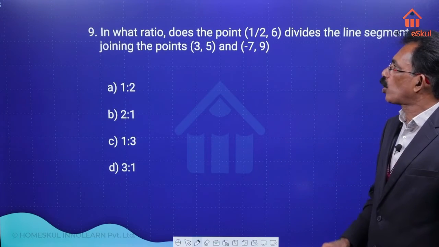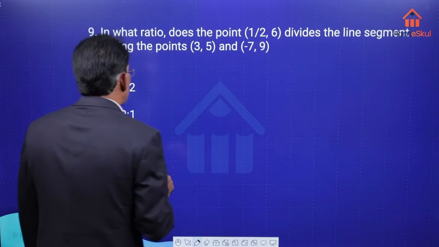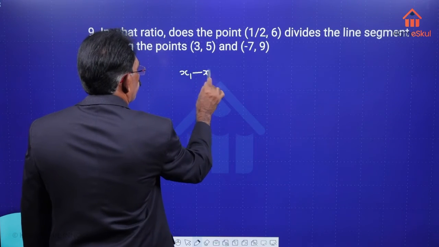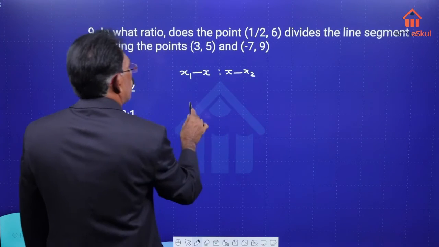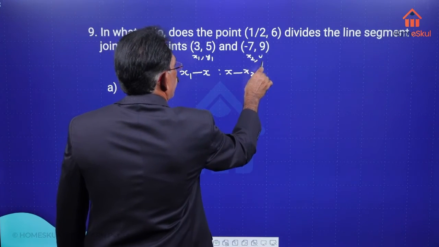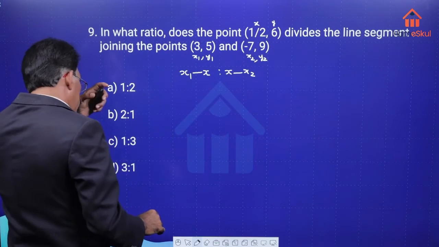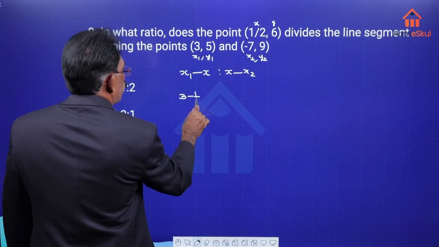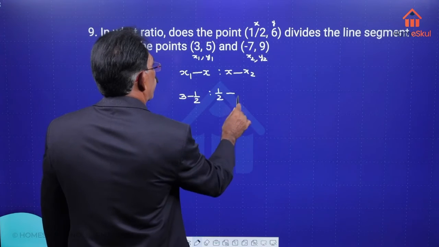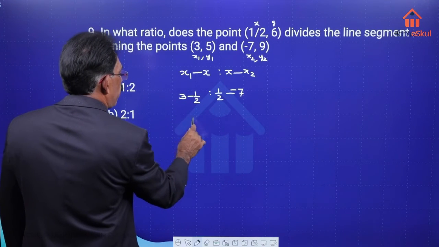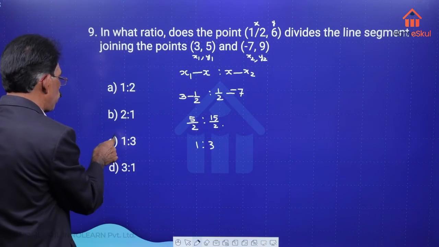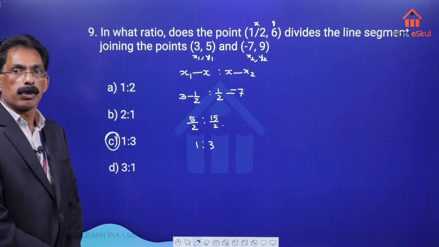Look, this question: in what ratio does the point (1/2, 6) divide the line segment joining the points (3, 5) and (-7, 6)? Look, the ratio is (x1 - x) is to (x - x2). The first point x1 is 3. This is (x1, y1), (x2, y2), and this is (x, y). Then 3 minus 1/2 is to 1/2 minus x2, and x2 is -7. So here 6 minus 1 is 5, 5 by 2 is to 15 by 2. To cancel, that is 1:3. The correct answer is 1:3.